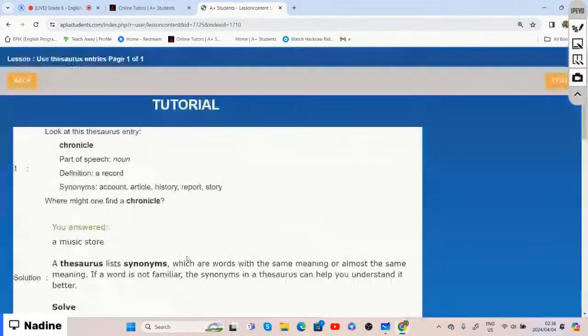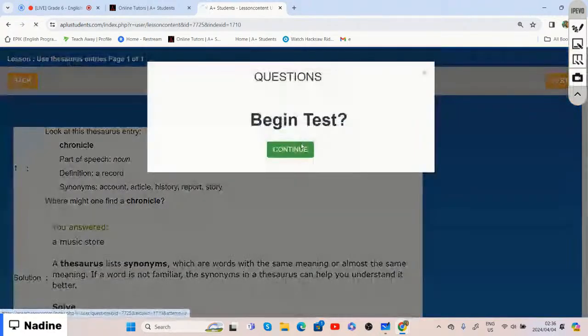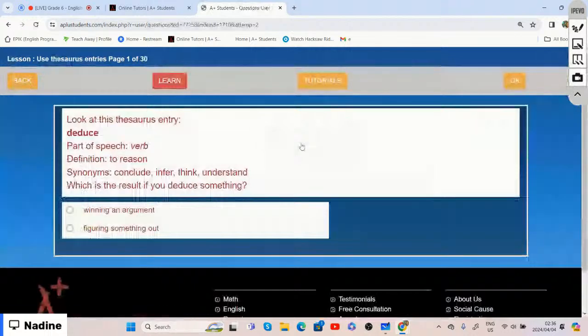Right? All right, let's go to our test where we are going to use thesaurus entries. We need to look at this thesaurus entry, which is deduce. Right, so deduce. If you've never heard of the word deduce, we are going to now look at the synonyms. So deduce is a verb, and the definition of deduce is to reason. And you think to yourself, yo, I've never heard of the word deduce. To reason, how do you mean? Is it like an argument or something? It's to reason.